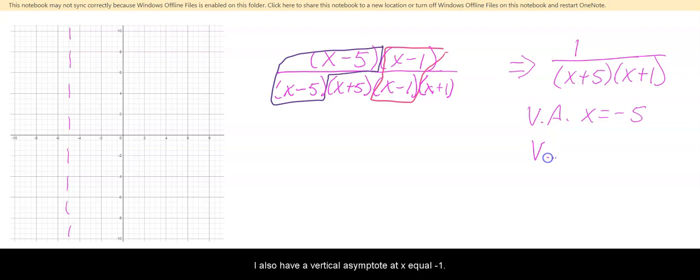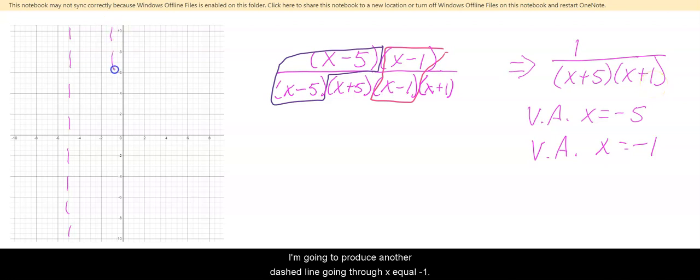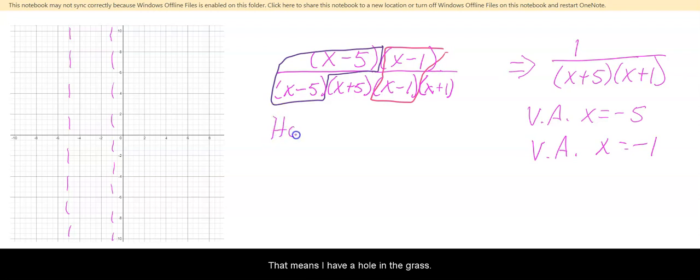I also have a vertical asymptote at x equals negative 1. That is from the factor x plus 1. So I'm going to produce another dashed line going through x equals negative 1. Now, I have a factor of x minus 5 that canceled and disappeared completely from the denominator. That means I have a hole in the graph, and the x-coordinate of the hole is at 5. How do I find the y-coordinate?